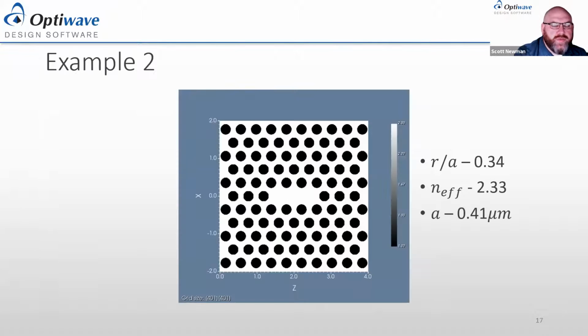I'm going to very briefly look at a second design. It's the same work. There's just a couple things I want to show you with this in the time we have. So this particular one has an R over A of 0.34. It has a different effective index, 2.33, and the lattice constant is slightly different, 0.41. The other thing to notice is this has 3 holes that have been removed. It's a different cavity design.